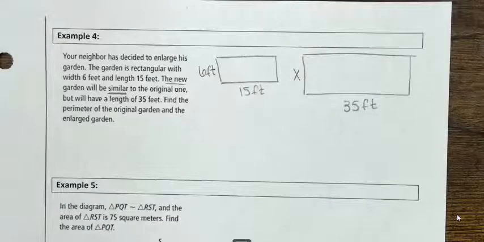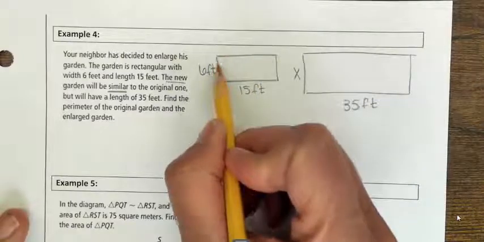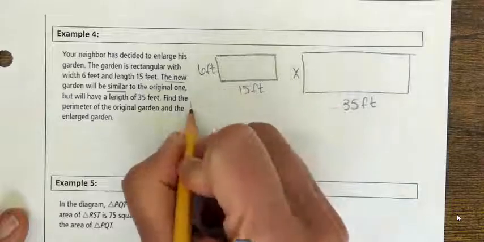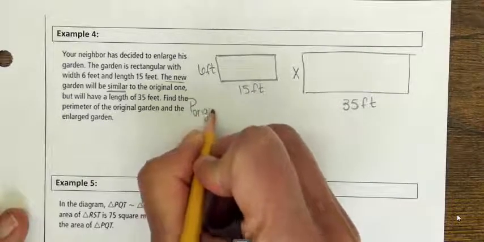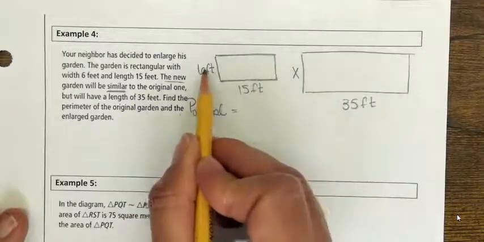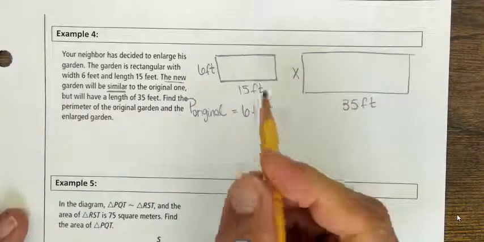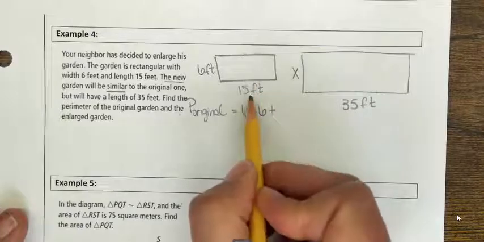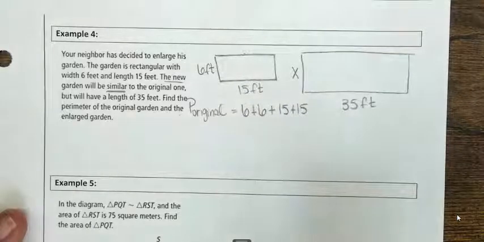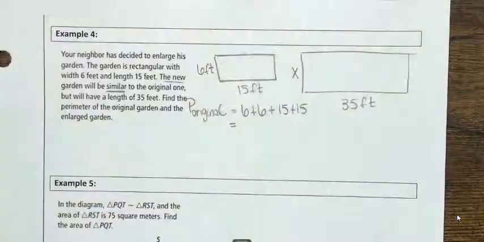Now I can easily find the perimeter of the original one. I have all sides that I need, right? And perimeter is just the distance around any figure. So the perimeter of the original is basically going to equal, well, I've got 2 sides that are the same that are 6. So you can do 6 plus 6 or 2 times 6. And then 2 other sides that are opposite each other, those are also congruent. Those are 15 and 15. So you could do 15 plus 15 or 2 times 15. And when you add that all up, we get 30 plus 12, that's 42.